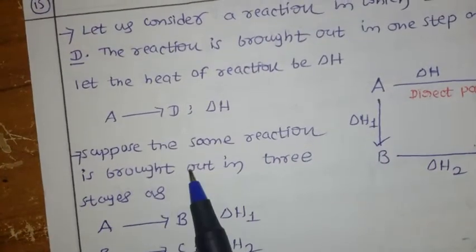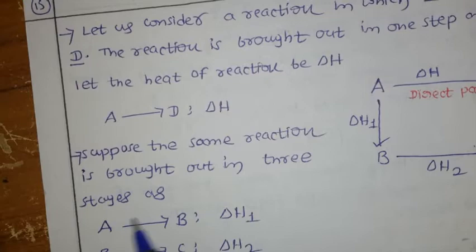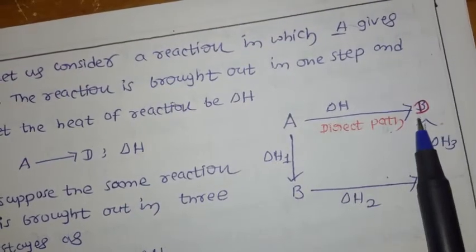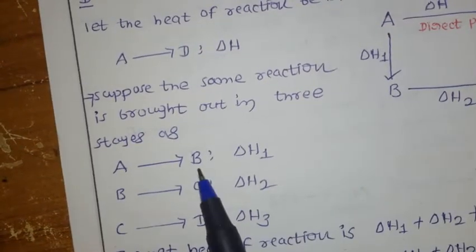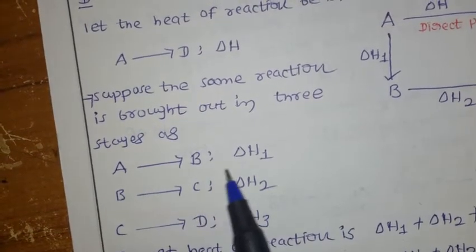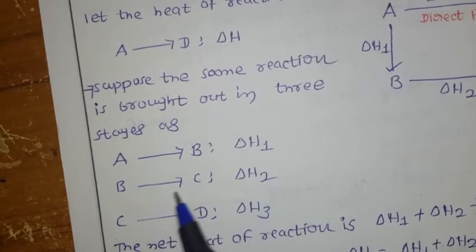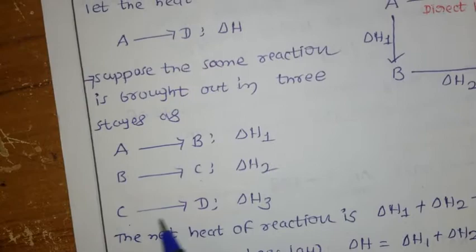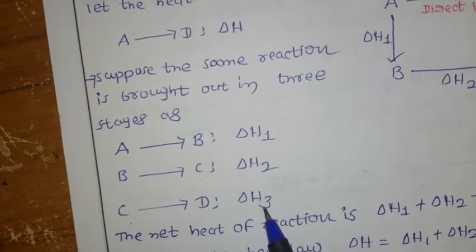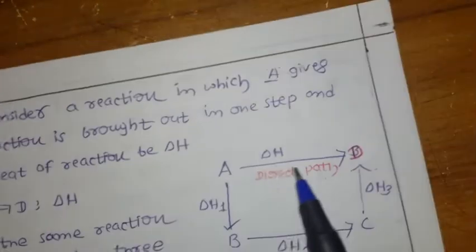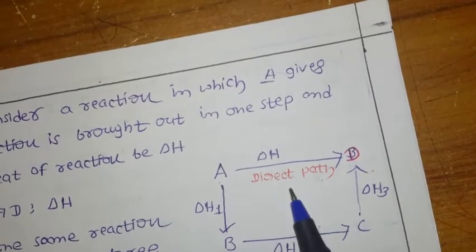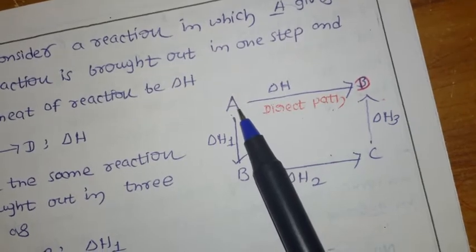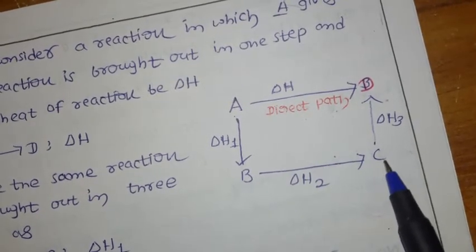Now suppose the same reaction is carried out in three stages, meaning instead of A being converted directly into D, first A is converted into B. For this reaction, the enthalpy is delta H1. Next B is converted into C. For this reaction, the enthalpy is delta H2. And then finally C is converted into D. For this reaction, the enthalpy is delta H3. So here A is converted into D directly in the first one step, the direct path. In the second way, A is converted into B, B is converted into C, C is converted into D.